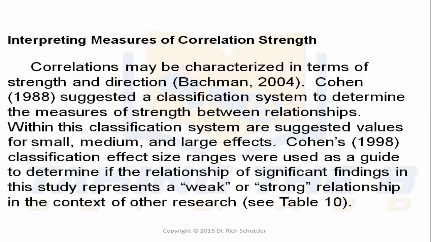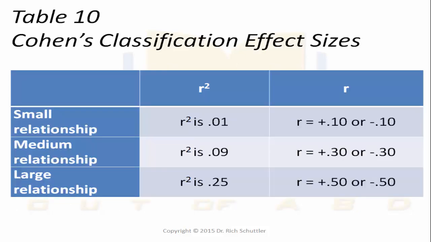Cohen's classification effect size ranges were used as a guide to determine if the relationship of significant findings in this study represented a weak or strong relationship in the context of other research. Notice he gives enough information here, and he is citing other people's work because it's appropriate for what he's doing here. And here's Table 10. He shows the small, medium, and large relationships and shows you the numbers that he had and used.